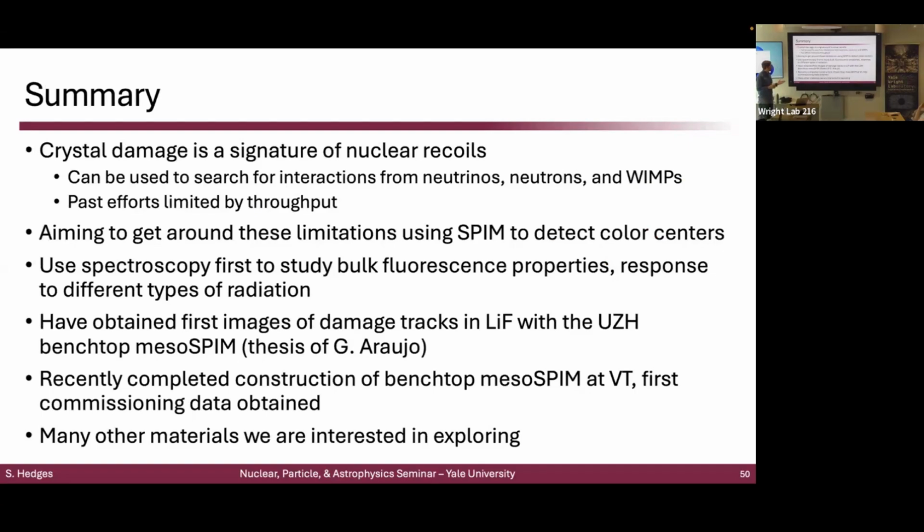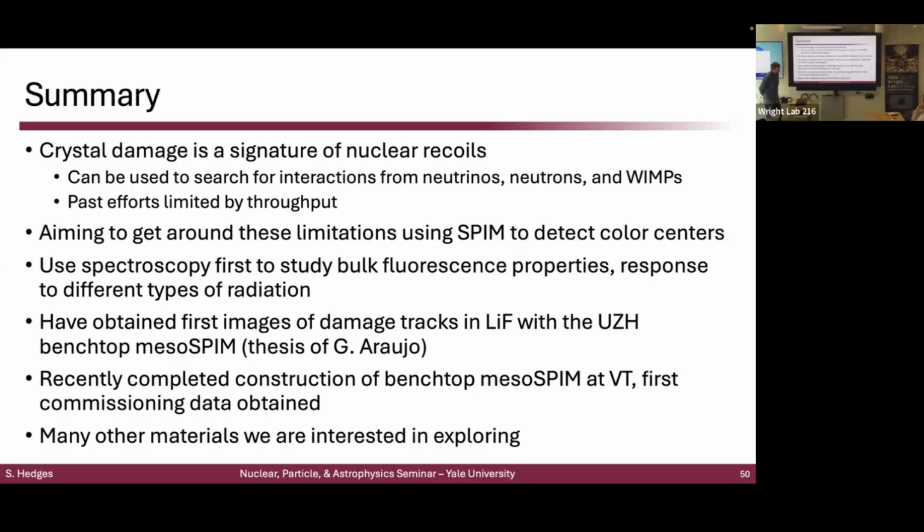And that brings me to the end of my talk. So to summarize, crystal damage is a signature of nuclear recoils. We're trying to use this to search for interactions from neutrinos, neutrons, and WIMP dark matter. There have been a lot of past efforts to do that, but they're really limited by the amount of material they can scan. And we're hoping to get around this by using the SPIM to look for color centers produced from nuclear recoils. We use spectroscopy to first study the bulk fluorescence properties of these materials and figure out how it responds to different kinds of radiation.